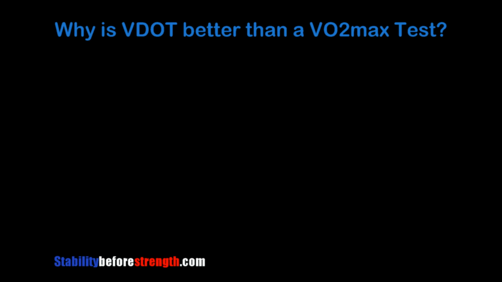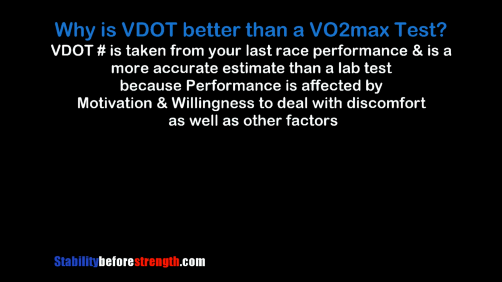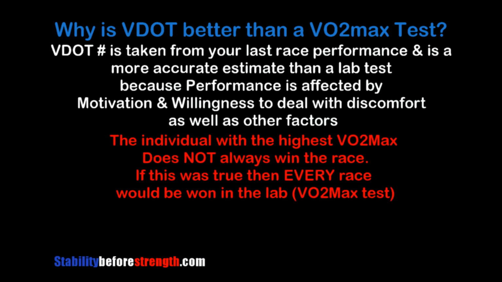Why is VDOT better than VO2 max tests? Well, VDOT is taken from your last race performance and is a more accurate estimate than a lab test because performance is affected by motivation and willingness to deal with discomfort, as well as other factors. The individual with the highest VO2 max does not always win the race. If this was true, then every race would be won in the lab.